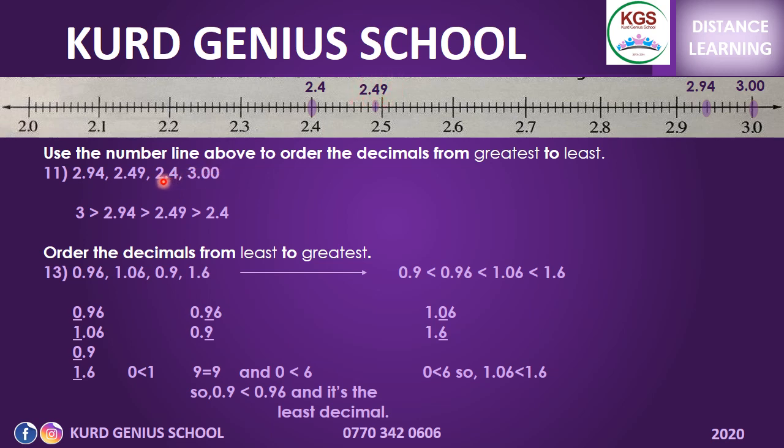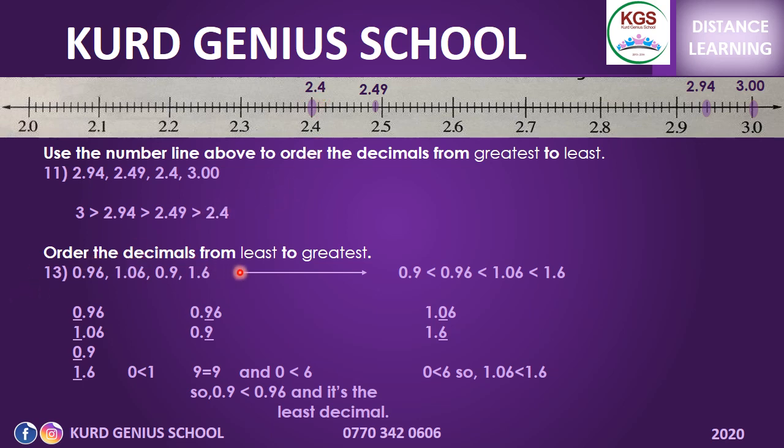The third one is 2 and 4 tenths. So this is 2 and 4 tenths. It's already marked. What about 3? This is 3. It says from greatest to least. Then the numbers to the right are greater than the numbers to the left. So 3 is greater than 2 and 94 hundredths. And 2 and 94 hundredths is greater than 2 and 49 hundredths, which is greater than 2 and 4 tenths.